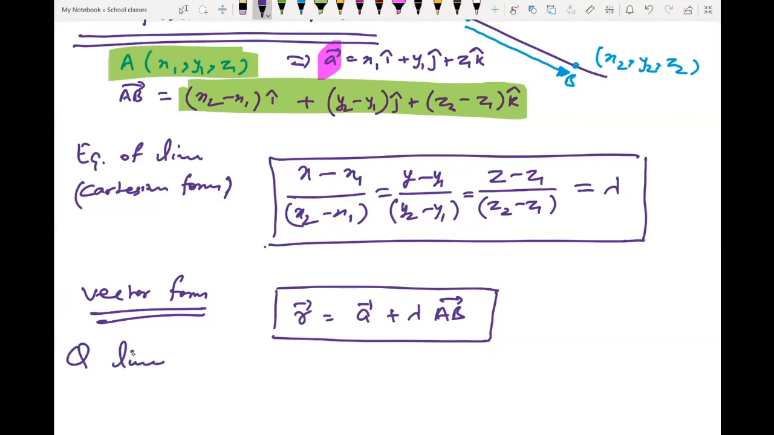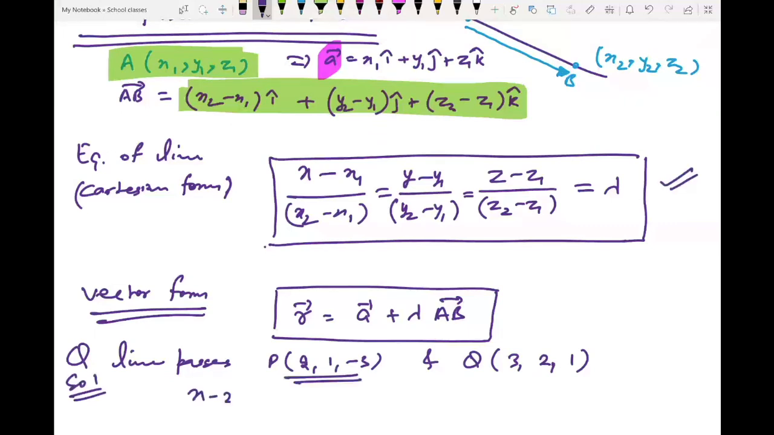A line passes through P, which is (2, 1, -3), and Q, which is (3, 2, 1). Then what will be the equation of the line in Cartesian form as well as in vector form? See what he has done. He has taken the first point and is using this formula: x minus x1, x minus 2, y minus y1, y minus 1, z minus z1, and divided by.